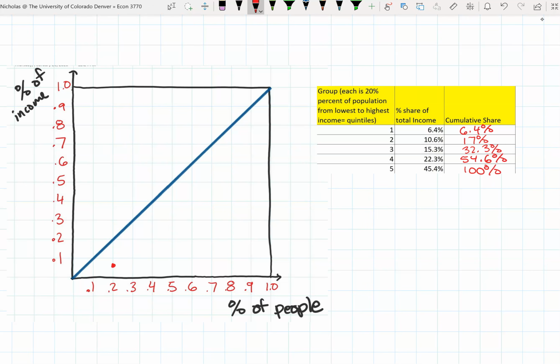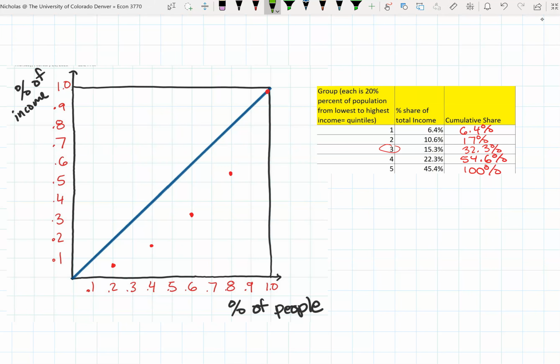Oh, sorry, I made the classic mistake. We've got to go to 40%. See, I did that on purpose to give you an example. Then we've got to go to the next group of 3. So 20 more percent is going to be up to 32.3, so a little more than 30. And then 20 more, so we've got to go two groups over, and we get up to the total being 54.6, so about halfway between 0.5 and 0.6. And then we get to 100.